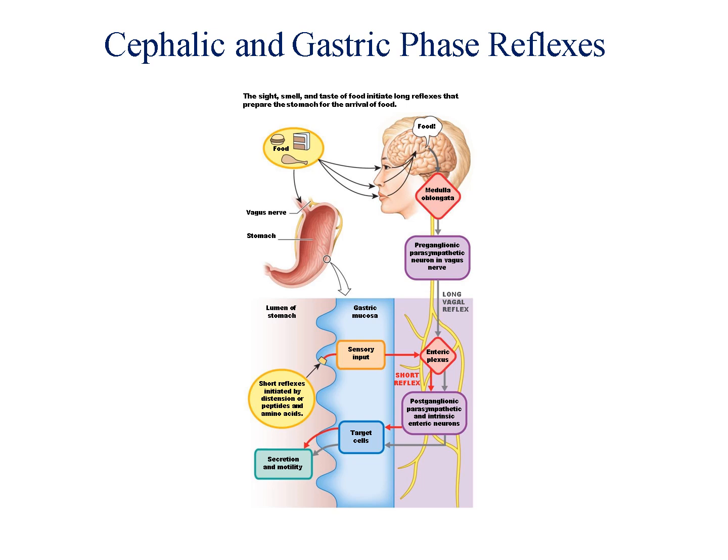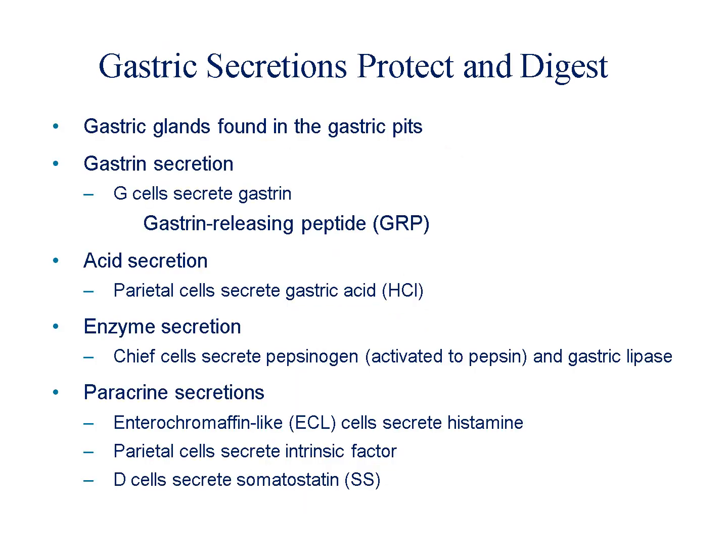The coordination between the long vagal reflex and short gastric reflexes ensures that digestion occurs in a controlled and efficient manner. By integrating these neural and hormonal pathways, the body optimizes digestion, ensuring food is broken down properly and nutrients are efficiently absorbed. The stomach plays a crucial role in digestion by secreting various substances that break down food while also protecting the digestive system.